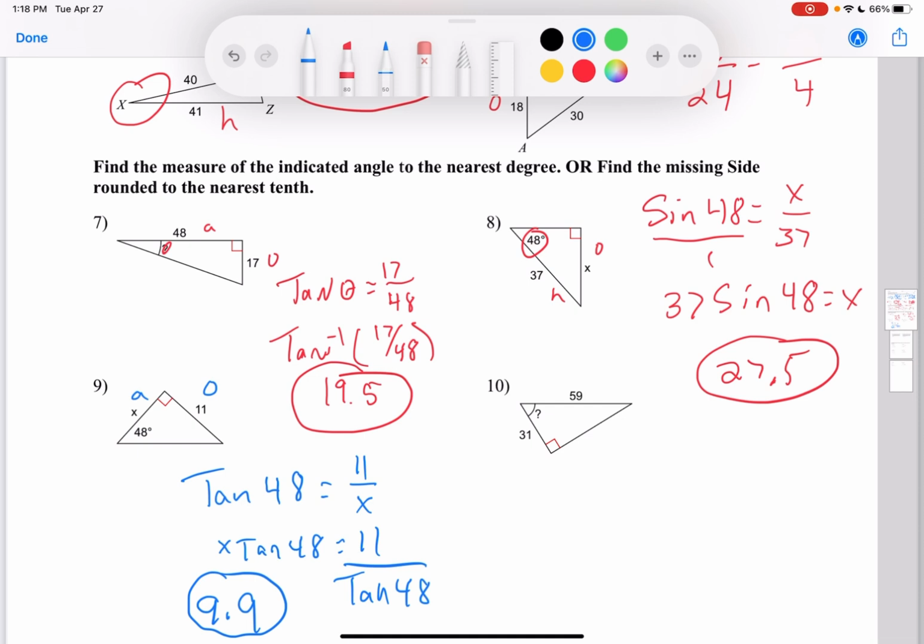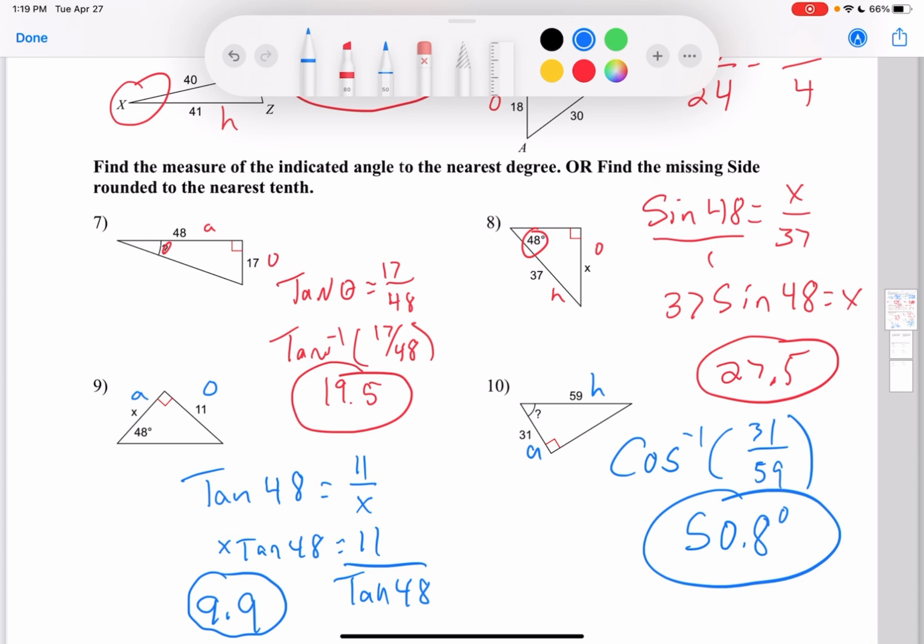Number 10, we have to find the angle measure. So we're going to do second, whichever one it is. This is adjacent, this is hypotenuse. So we'll do second cosine. So cosine -1 of 31 over 59. And that's always how you do it if you have to find an angle measure. And it gives us 50.8 degrees. And this one was a degree as well.